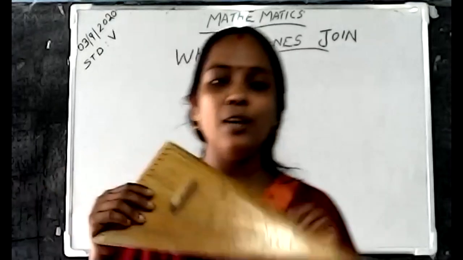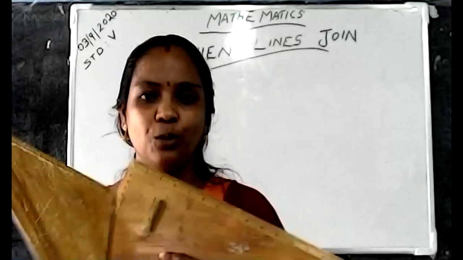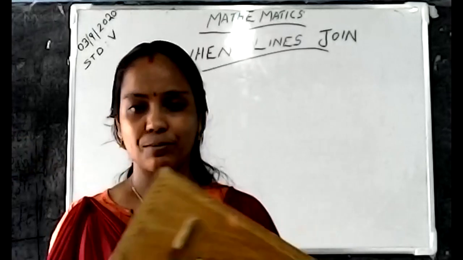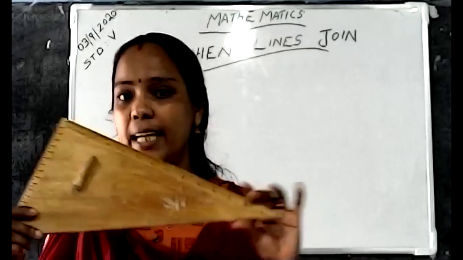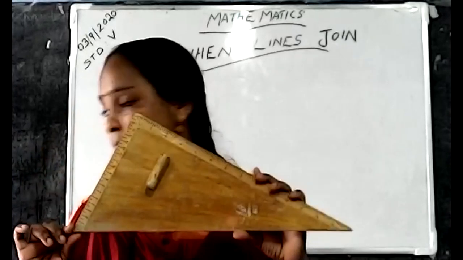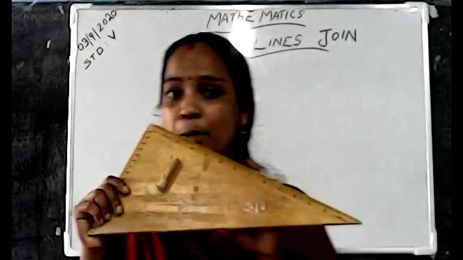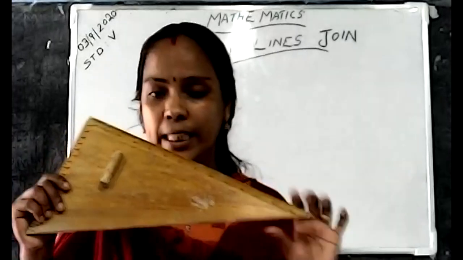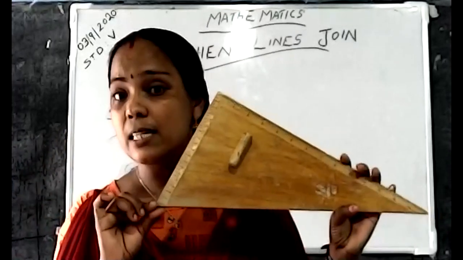Did you see that your geometry box has these two tools? Take those tools. One tool has one lengthy side and one small side. What is the measure? Listen. The angle at the lengthy side is 30 degree. This one is 60 degree.